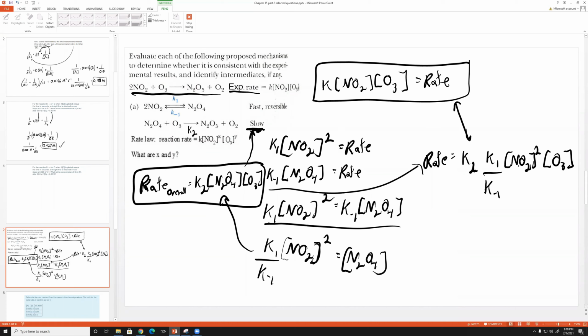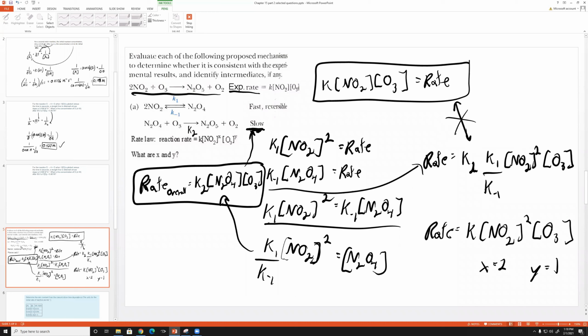Now from this data, we see that the rates are different. This means that the rate of our proposed mechanism is not the same as the experimental rate. So it's not consistent. So this doesn't work. Now we can still figure out the x and y values for the rate law. And all these k's can condense. So our final proposed rate, our calculated rate law, is k times NO2 squared times O3. Now we know our value for x is going to be 2. So x equals 2 and y equals 1. And with any experimental data, you can determine the rate of this reaction.